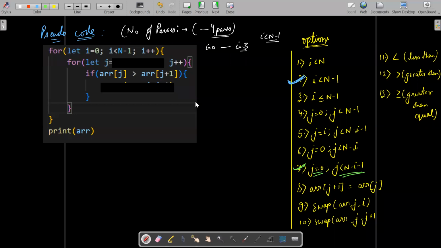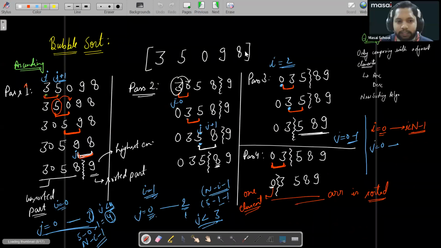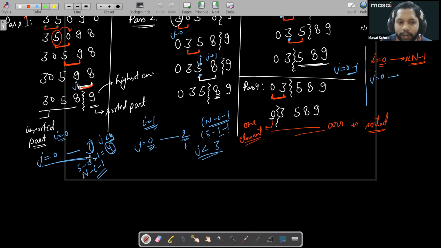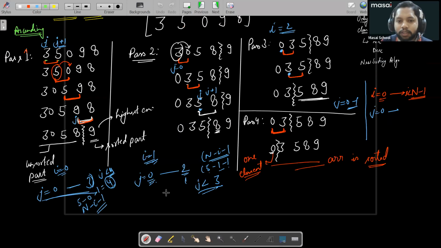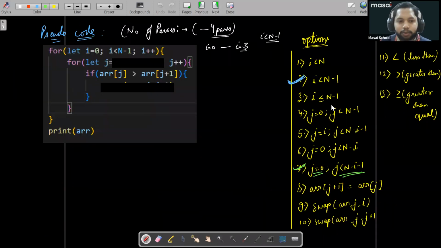Yes, sir. Because it is working from right to left, so that's why we are using I here. If my I is 0, as we have already seen here, J started from 0 and going till 3. That is n minus I minus 1, less than n minus I minus 1. That's why, right? Okay, that's correct. Thank you. You can simply mute yourself. So this option is correct.